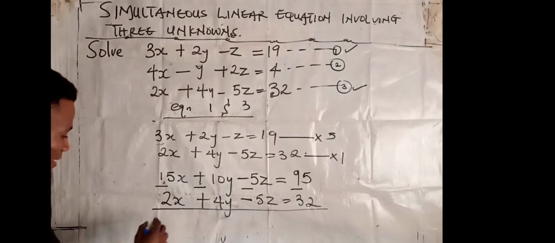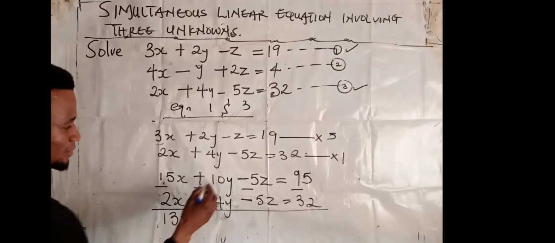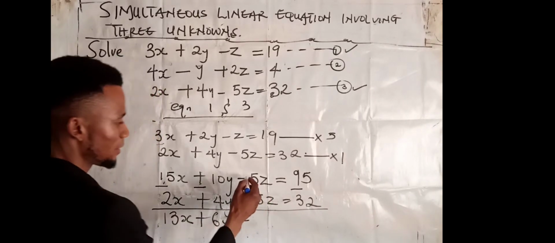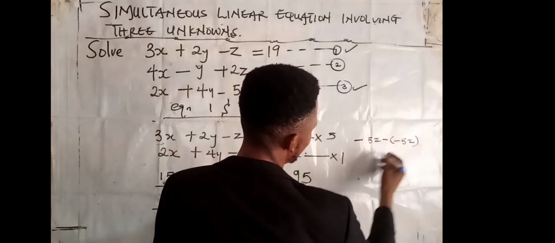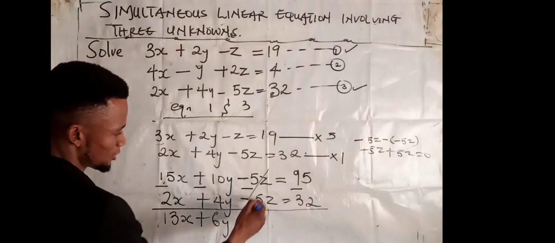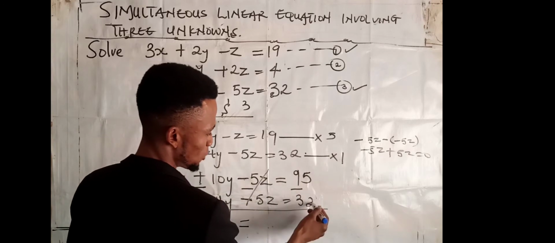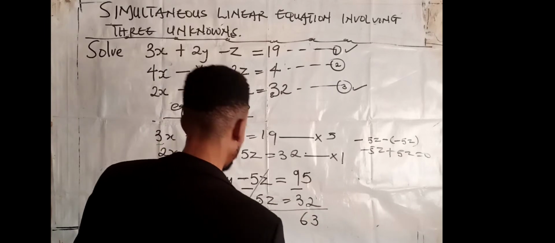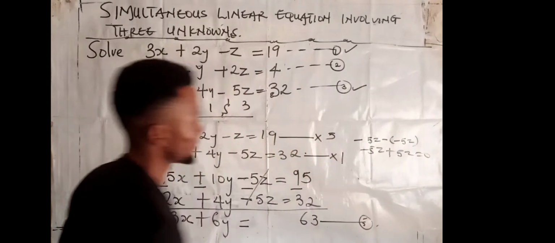15 minus 2 gives us 13x. This and this is going to change to minus. So 10y minus this gives me 6y. Now look at this. Minus 5z minus minus 5z, which is 0. So this will change to 0 is equal to 95 minus this. 5 minus 2 gives me 3. 9 minus 3 gives me 6. So my answer here is 13x plus 6y equals 63. That gives me equation 5.